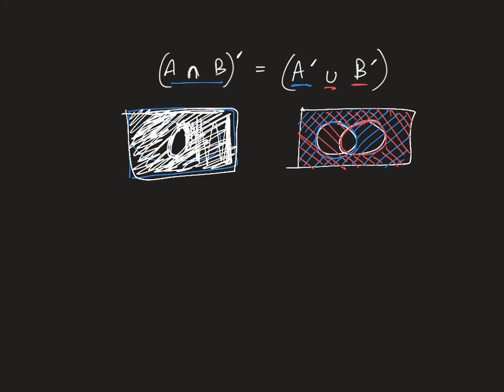Now, what we're doing is we're saying union, which means anything with any shading at all. So I'll just colour in everything that has any form of shading at all. And hopefully you can see when I make it sort of white that actually the only place that doesn't get coloured in is that centre part. So those are actually the same.